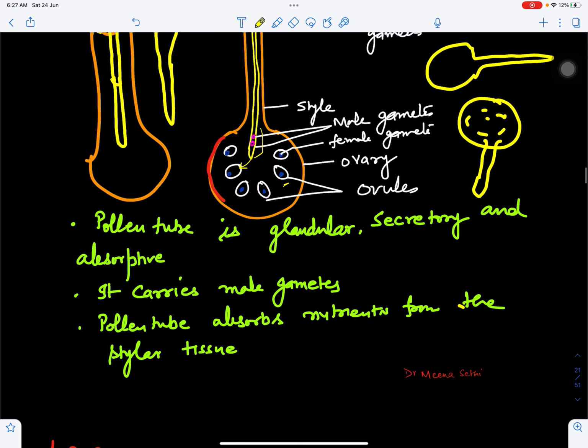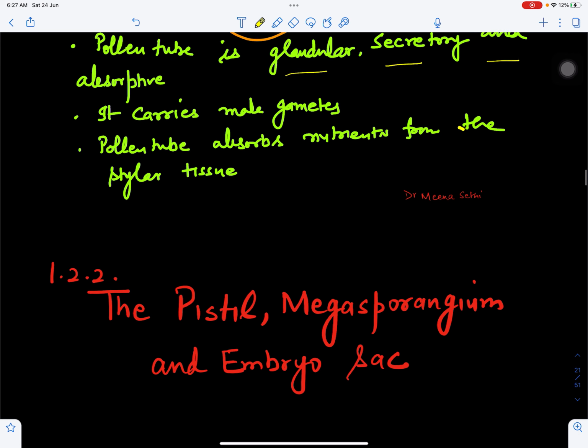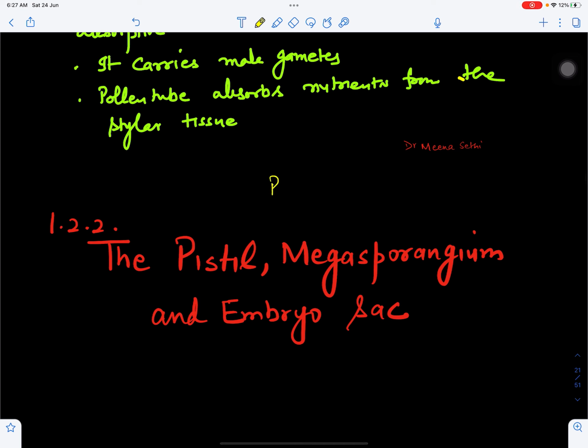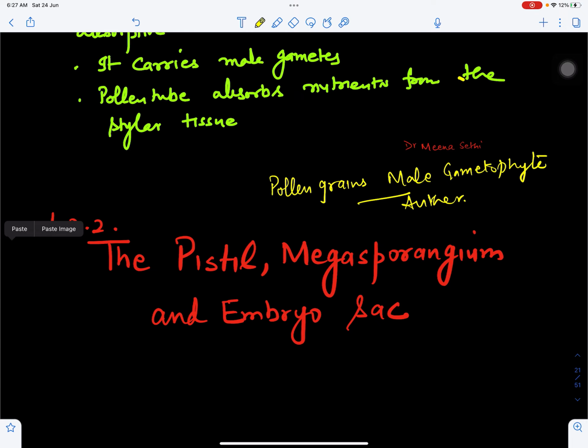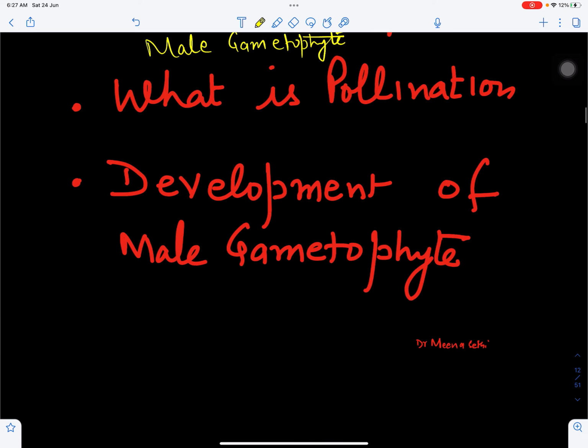So the pollen tube is glandular, secretory and absorptive. I mean this will pass through here getting nourishment and reach toward the female part. The pollen tube may absorb nourishment from the stylar tissue. So these pollen grains, which represent the male gametophyte, have been produced from the anther, that is from its sporogenous tissue. So we'll again revise the things we have done.